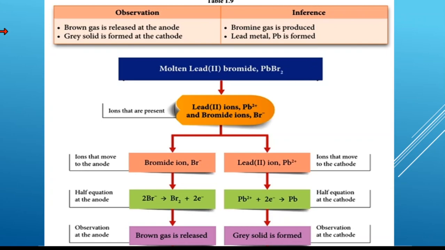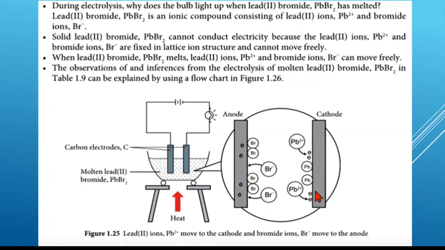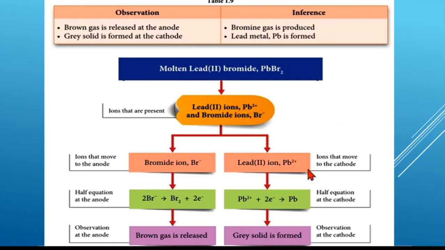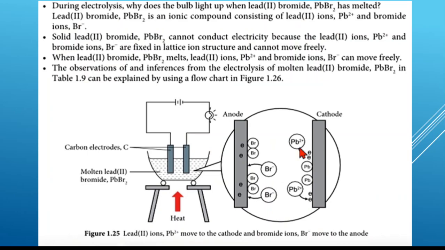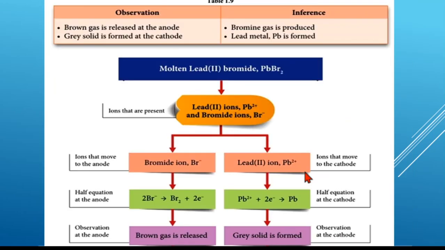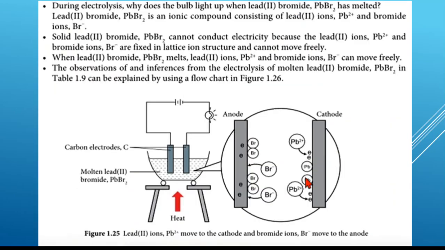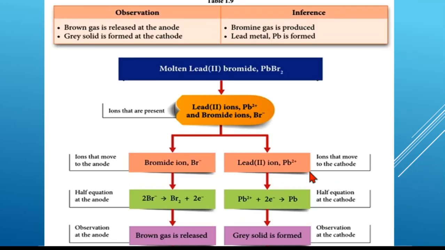Manakala di cathode, gray solid is formed at the cathode. Lead is formed. Di cathode pula, kita lihat di sini, cathode di sini kita akan nampak gray solid. Kenapa? The Pb2+, dia ambil balik 2 elektron, so dia jadi Pb. So, Pb is a solid. So, dia gray solid form at the cathode. Meaning, the lead metal is produced here. Okay?